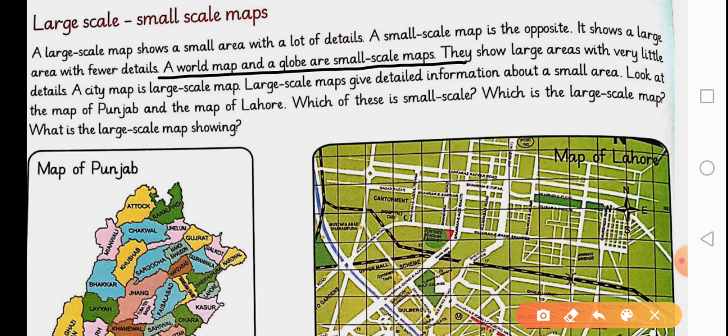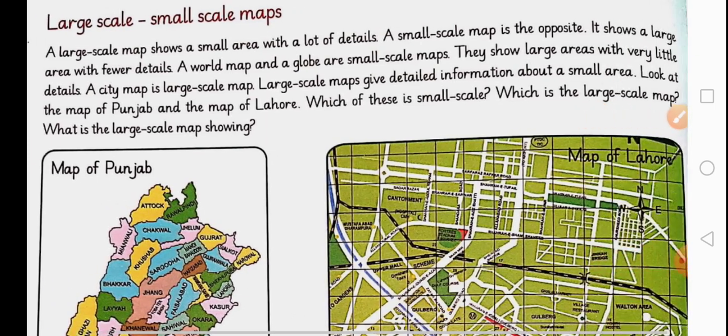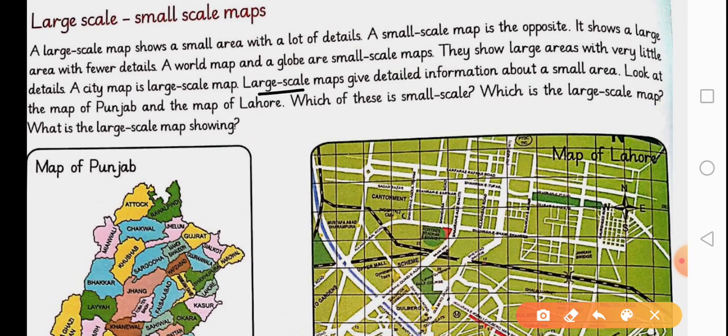World maps and globes are small scale. They will tell you how many oceans are there in the world. They will tell you the names of the countries. But if you want to know in detail about any city or any country in the world, that map or the globe will not tell you in detail about it. Large scale maps give detailed information about a small area.